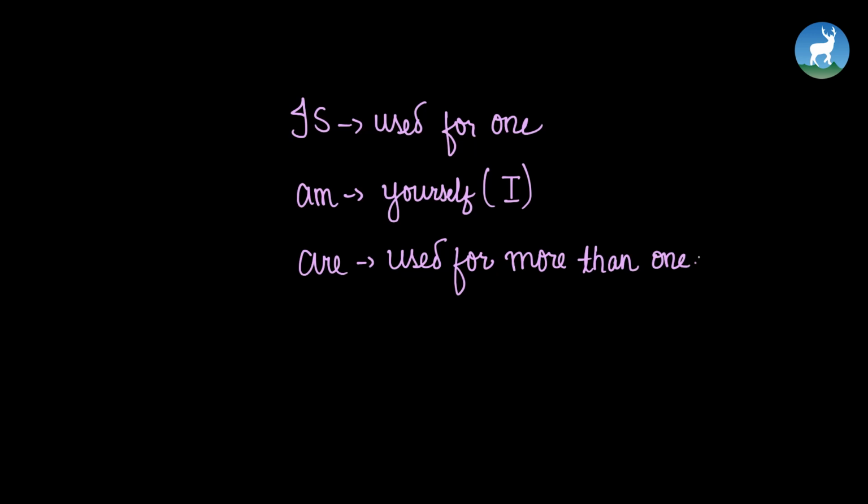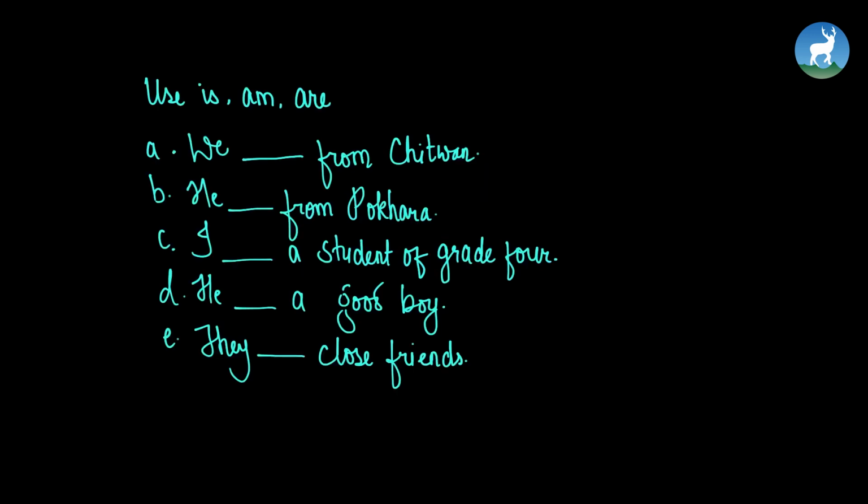Now, let's do some exercises. Kids, together let's complete the following sentences using is, am, or are. Let's go to number A. It's asking, "We dash from Chitwan." What do you think fits in here? We is a plural pronoun. So, what do we use for plural pronouns? We use are. Correct. We are from Chitwan.